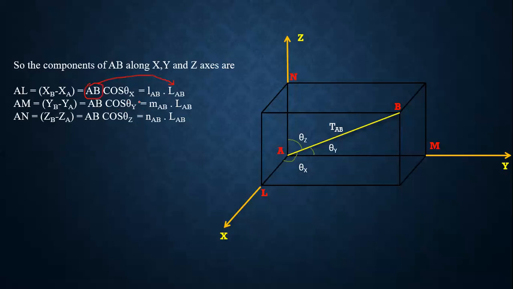So cos theta y is equal to MAB, and AM is equal to AB times MAB. And same as AN is equal to ZB minus ZA, equal to AB cos theta z, equal to AB times NAB.